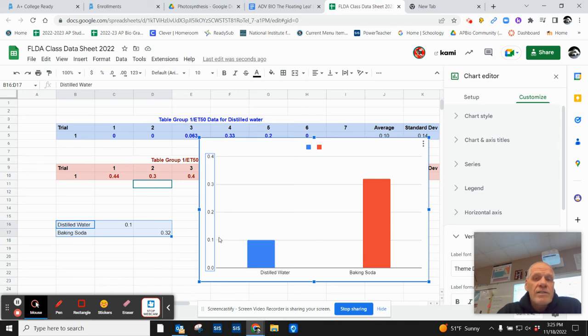distilled water has a very low floats per minute, whereas baking soda has a much higher floats per minute. And if I did it the other way around, it would look a little funny. And we can talk about that a little bit later. So you should include a graph that looks similar to that.